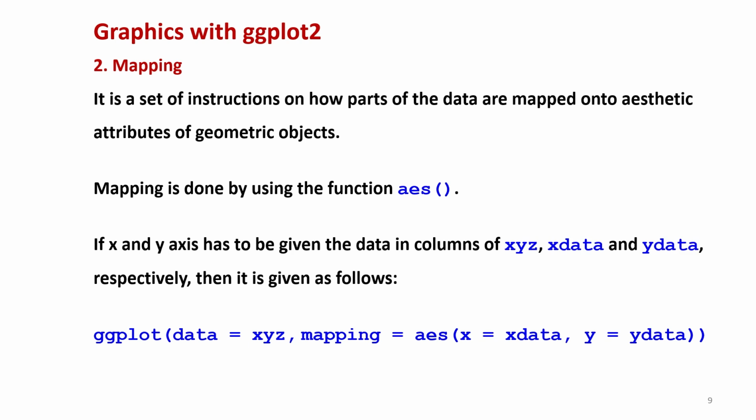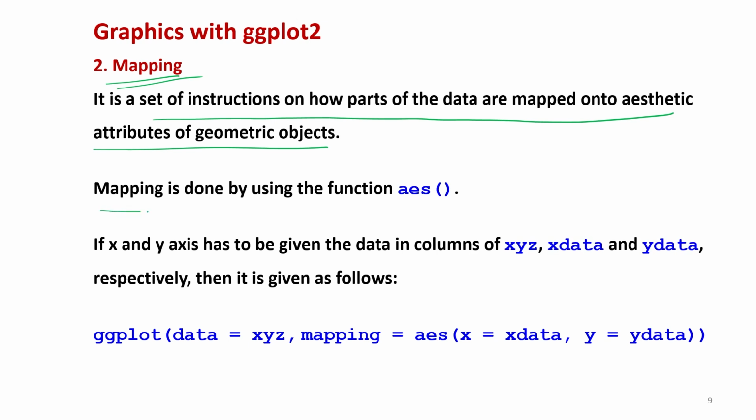And the second aspect is about mapping. Actually, mapping is a set of instructions on how parts of the data are mapped onto aesthetic attributes of the geometric object. That means if you want to create the graphic with a certain geometric aspect, then whatever geometric aspects or geometric objects you want to use, they are given through the concept of mapping.